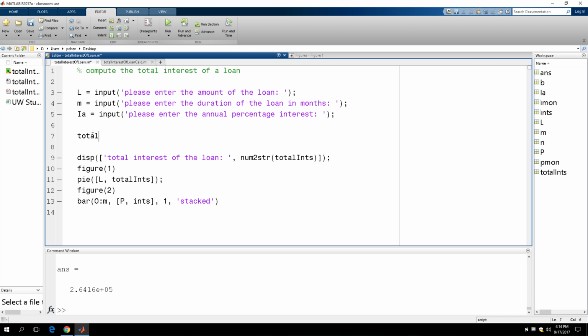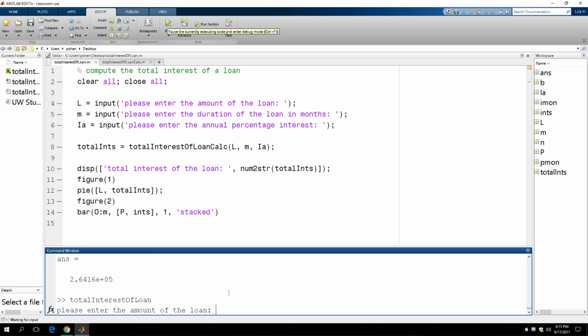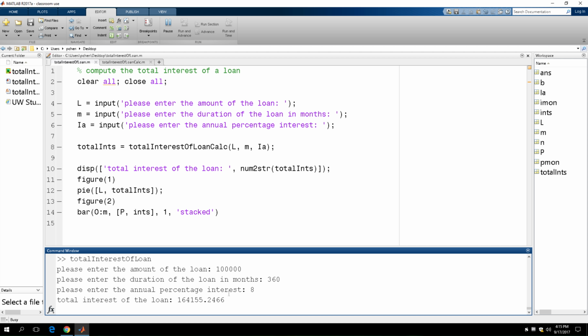So total ints is going to equal total interest of loan calc, LMIA. And before the calculation, let's clear all and then close all. Yeah, I think we're pretty much done here. Let's just run it. The amount of the loan is gonna be 100,000. Please enter the duration of the loan in months, 360. And then enter the annual rate, let's give it 8, right?